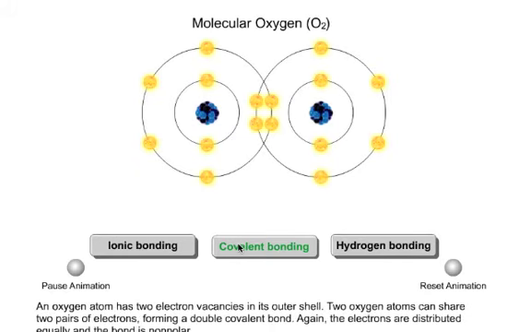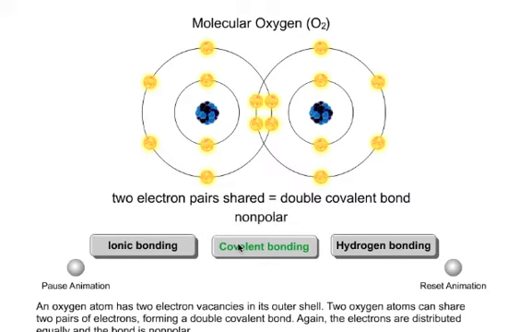An oxygen atom has 2 electron vacancies in its outer shell. 2 oxygen atoms can share 2 pairs of electrons, forming a double covalent bond. Again, the electrons are distributed equally and the bond is nonpolar.